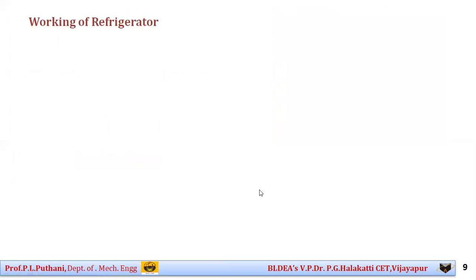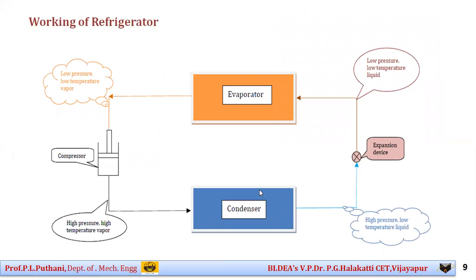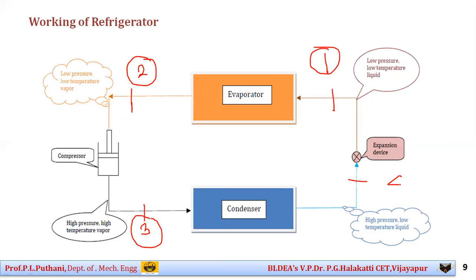Now coming on to the working of a refrigerator, students. This is a diagram which I have shown you regarding how the refrigerant flows through all the four parts. First, I will split this diagram into four parts. Please observe here, everybody. This is point number 1. Then this is point number 2. This is point number 3. And this is point number 4. Point number 2, I can take a little bit to the front. I will take it here.